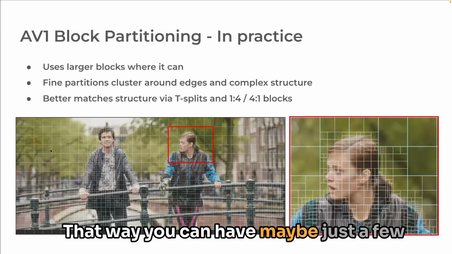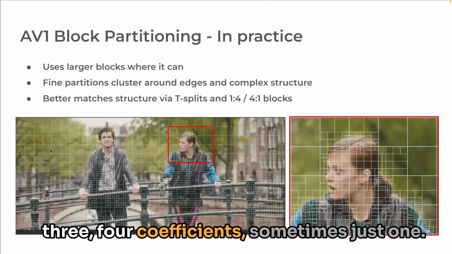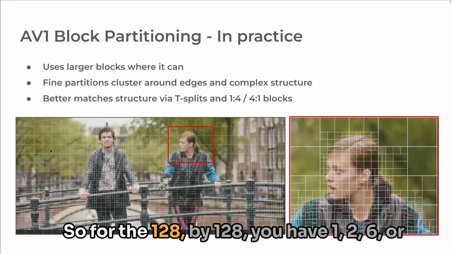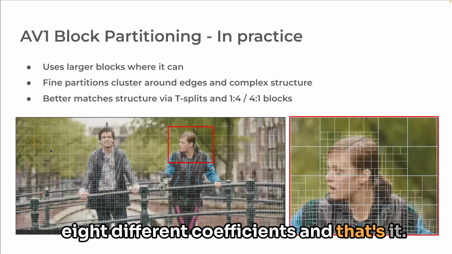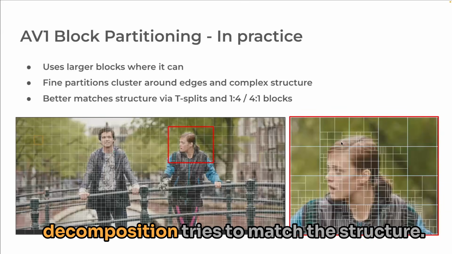That way you can have maybe just a few coefficients, maybe 2, 3, or 4 coefficients, sometimes just 1, and that's able to model the entire block. So for the 128 by 128, you have 1, 2, 6, or 8 different coefficients, and that's it. The edges are now being taken into consideration, and the block decomposition tries to match the structure.